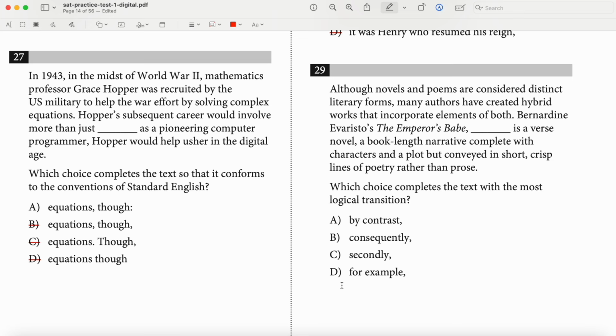Although novels and poems are considered distinct literary forms, many authors have created hybrid works that incorporate elements of both.